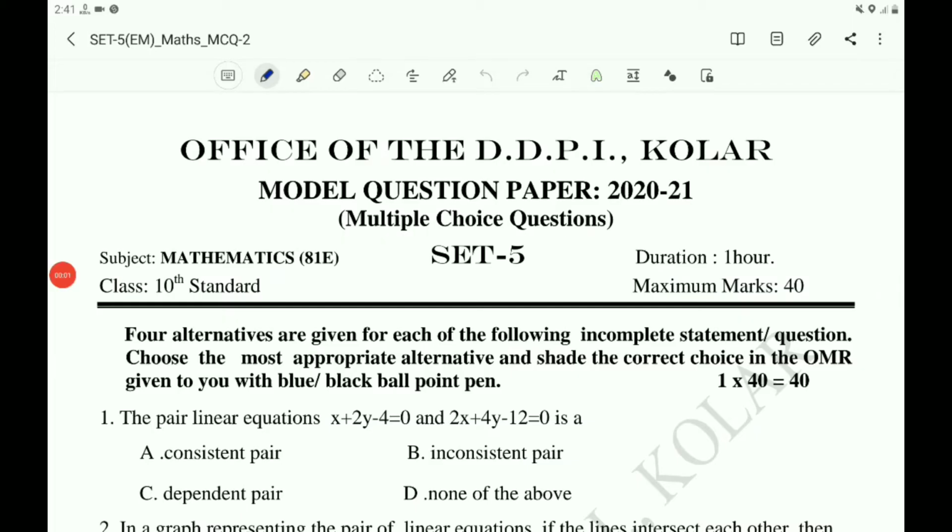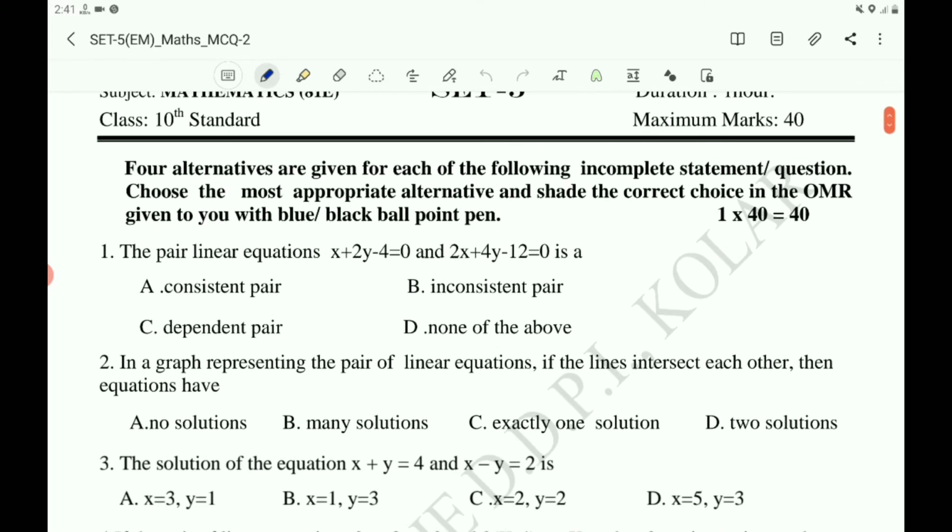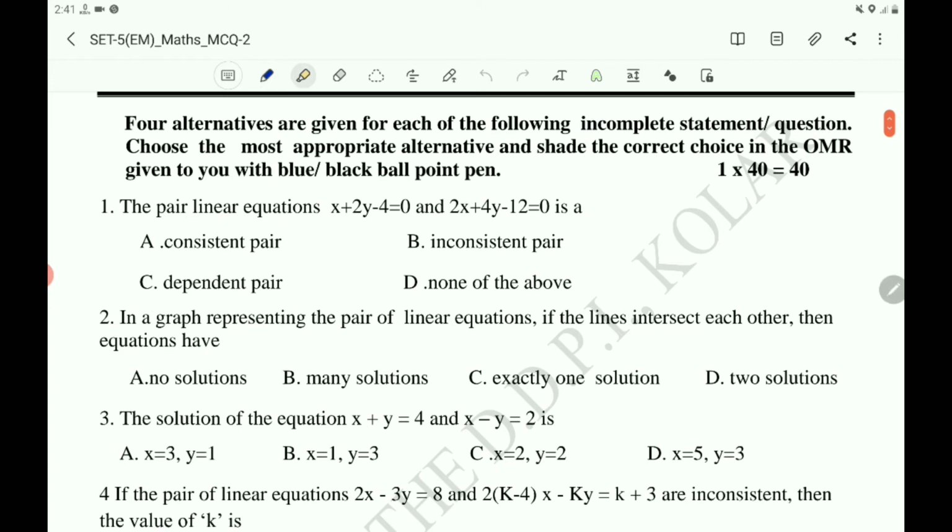Children, this is the fifth model question paper of multiple choice questions given by the Office of the DDPI Kolar. Now let us solve this question paper. The first question: the pair of linear equations x plus 2y minus 4 equals 0 and 2x plus 2y minus 12 equals 0 is a: consistent pair, inconsistent pair, dependent pair, none of the above.